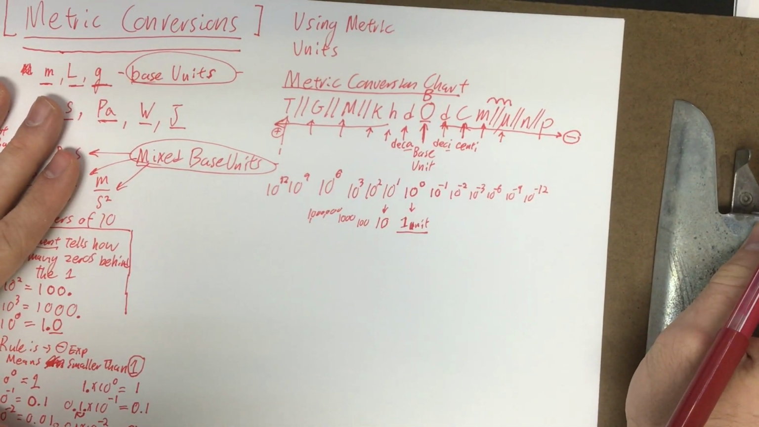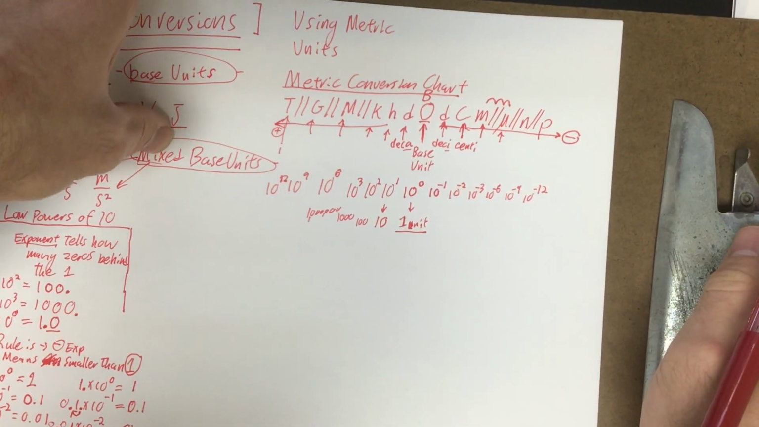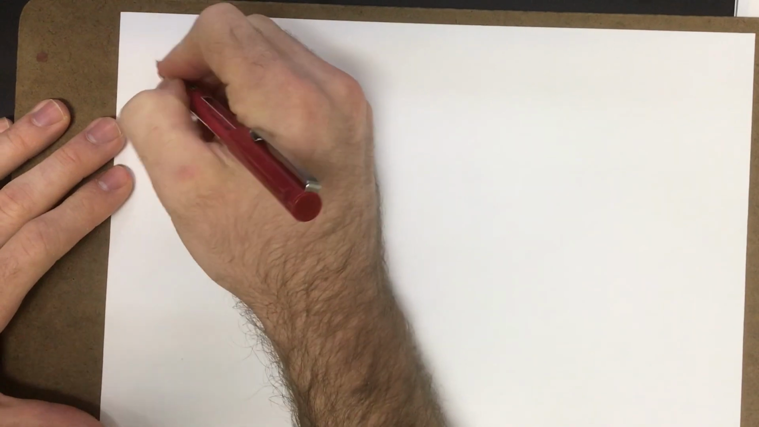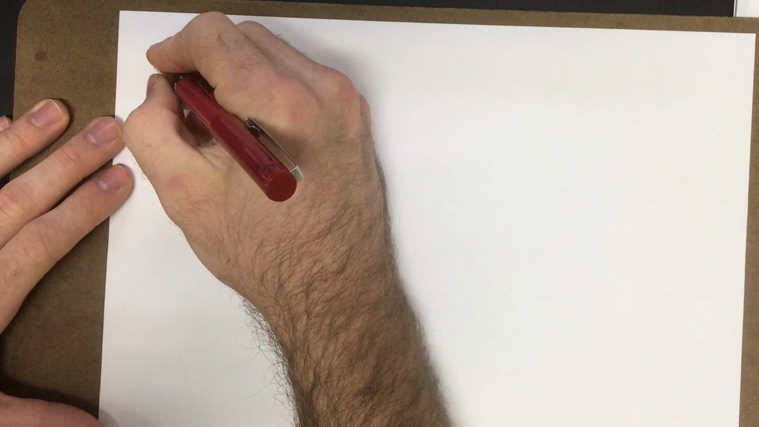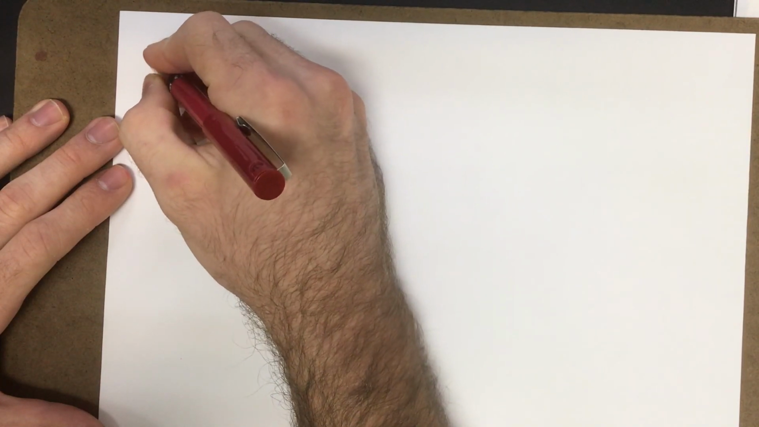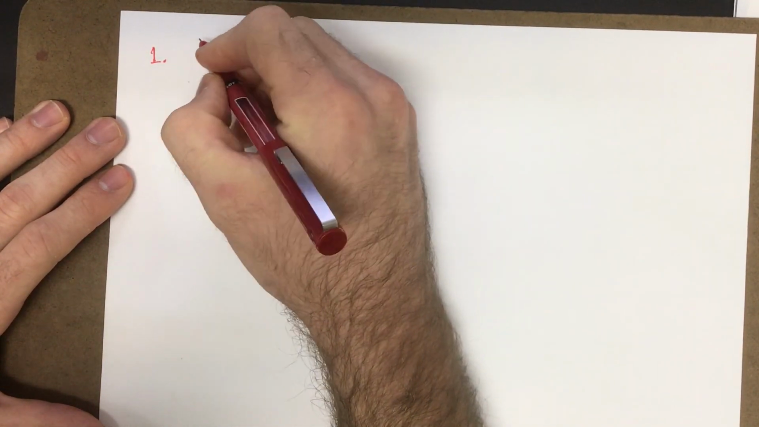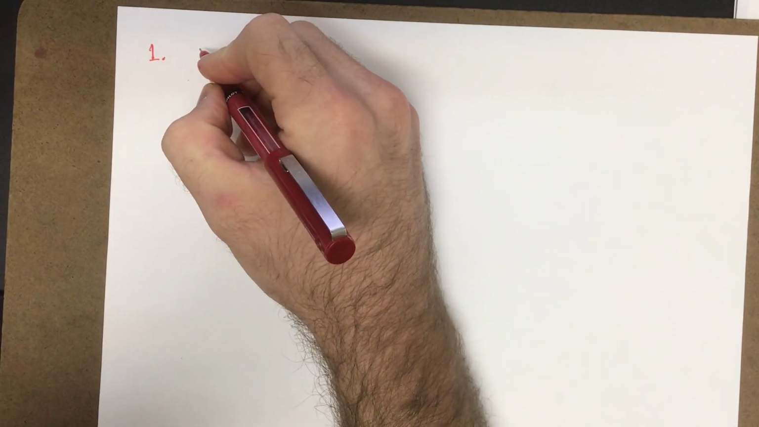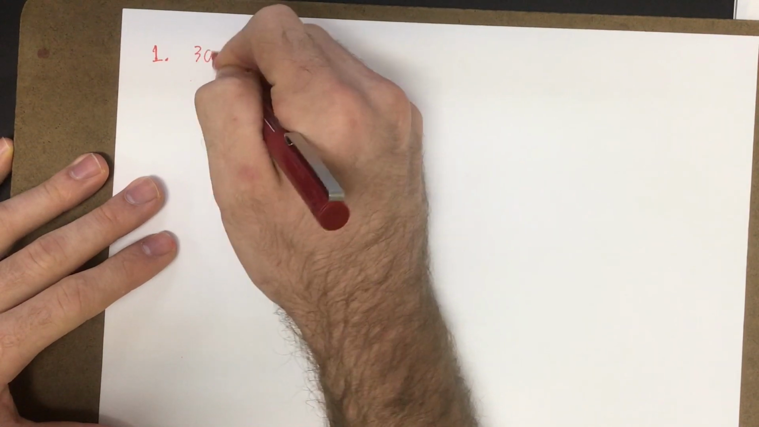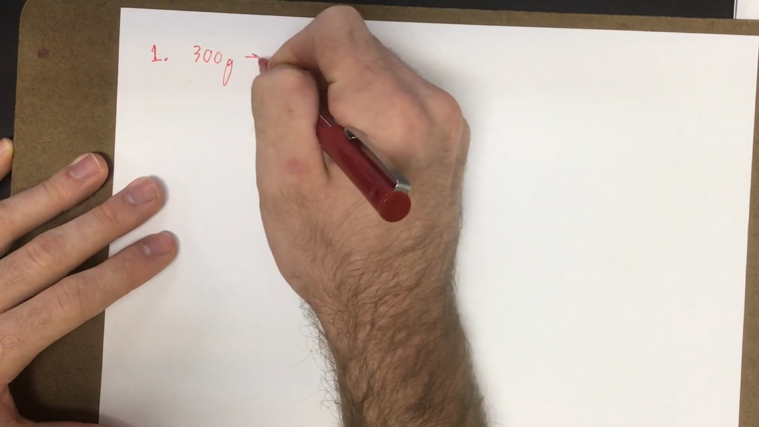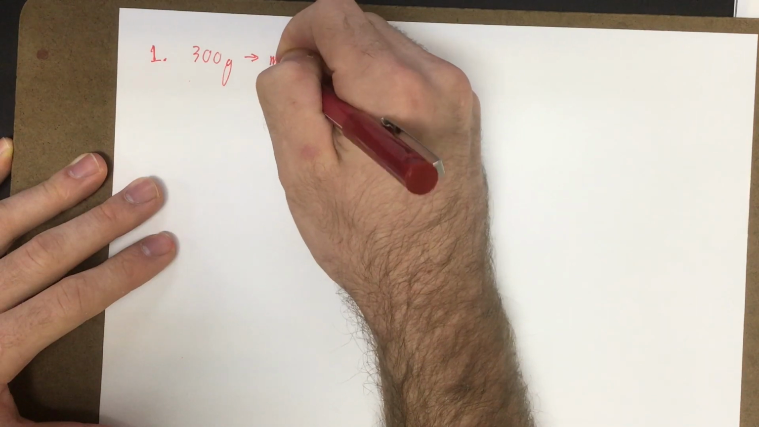okay? Now, we will move to work a problem now that we've reviewed the metric conversion chart. Okay, so let's work a problem, and there are 6 steps to any conversion problem, okay? So let's do our first problem, and let's do 300 grams and convert that to milligrams.